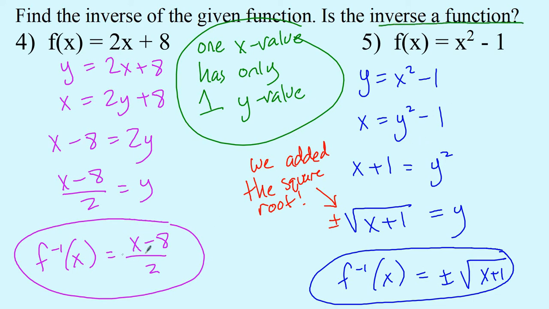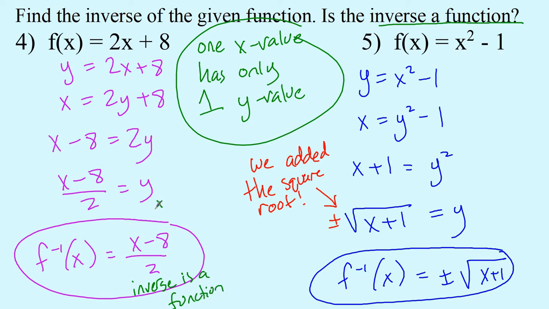So if we were to plug in a number here, doesn't matter what it is, if I plugged in 0, I would get -4. So there's no possible way that I can get two different y values. So the inverse is a function.